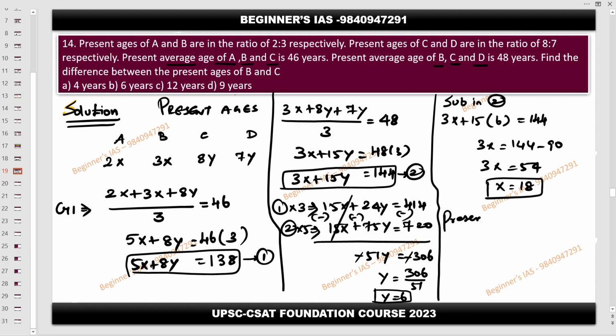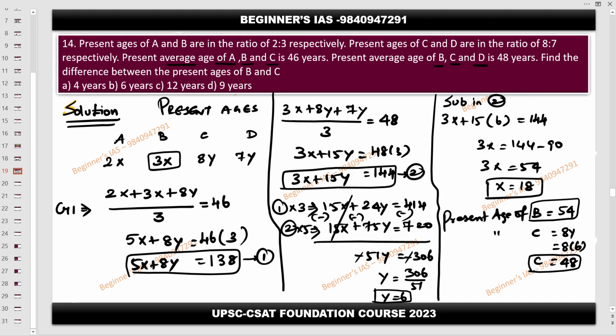So now I am calculating the present age of b. Listen, the present age of b is nothing but 3x. So therefore what is the 3x? Directly is there. So therefore 54. Then the present age of c. So present age of c is nothing but 8y. So now this 8y, 8 into 6. So 8 6 are 48. So you know the present age of b and the present age of c.